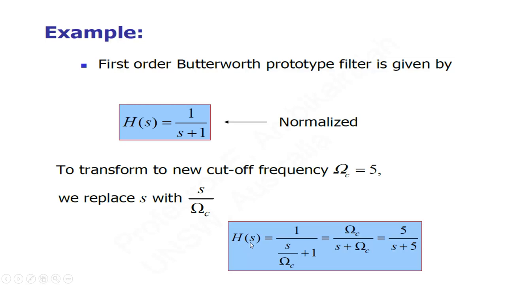Now, in this transfer function, if you look, we replace this S by S by omega C. And further doing the modifications, we get the transfer function as omega c over s plus omega c. And we put the value of omega c cutoff frequency as 5, and we finally get this transfer function. Now, this is a denormalized transfer function because at this point, 5 is coming. Had it been 1, it would have been normalized. We would have said it is a normalized transfer function. Already explained a number of times previously also in the previous slides.